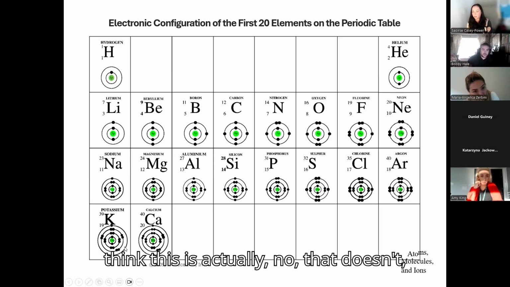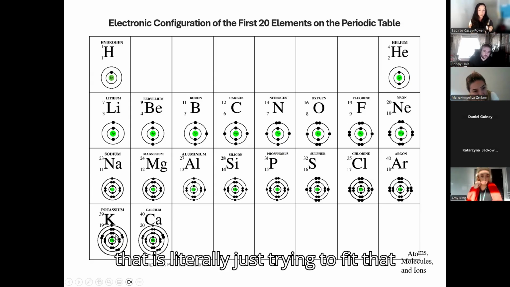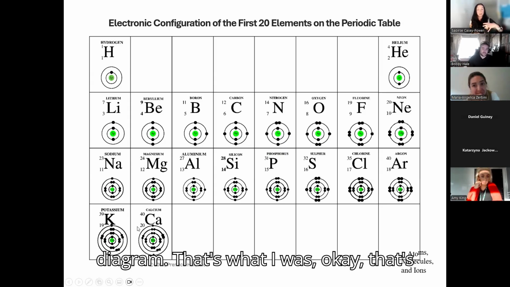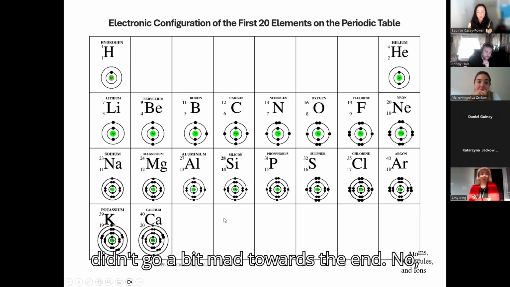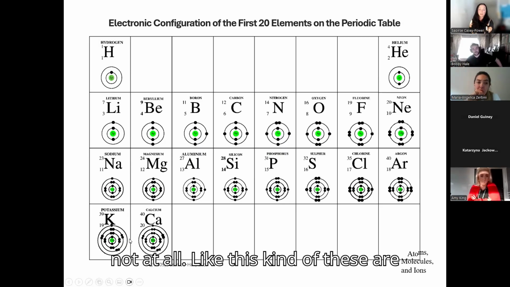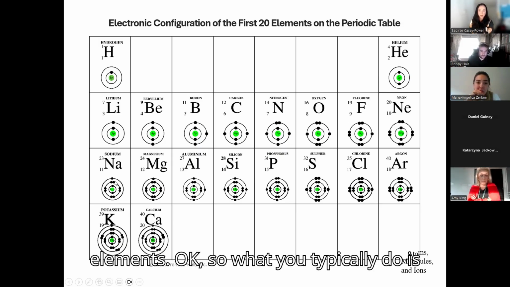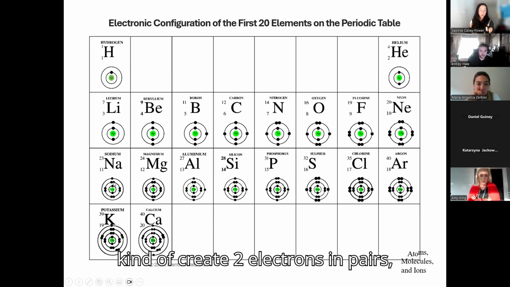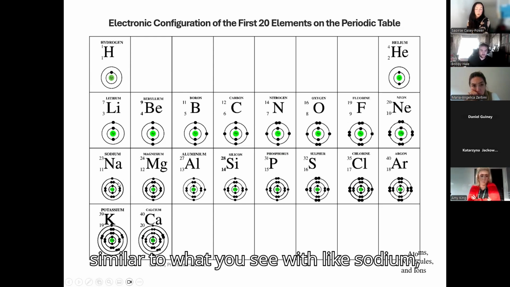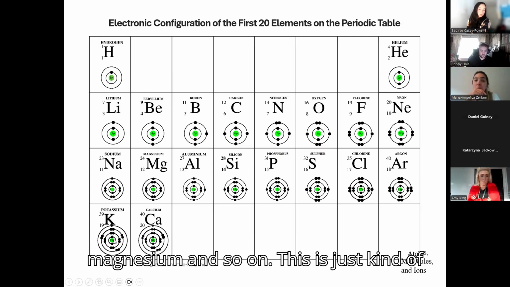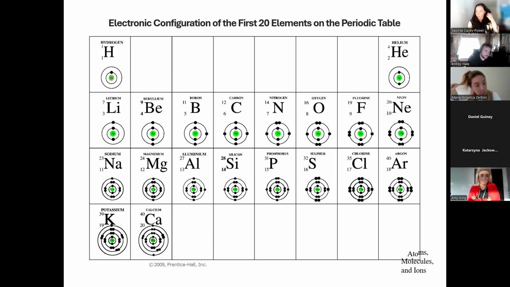Oh, I see what you mean. I think they're normally drawn like this. I think that is literally just trying to fit that diagram. I just wanted to make sure it didn't go a bit mad towards the end. No, not at all. These are simple diagrams of these elements. What you typically do is create 2 electrons in pairs, similar to what you'd see with sodium, magnesium, and so on. This is just a squished diagram. Oh, okay, perfect. Thank you.